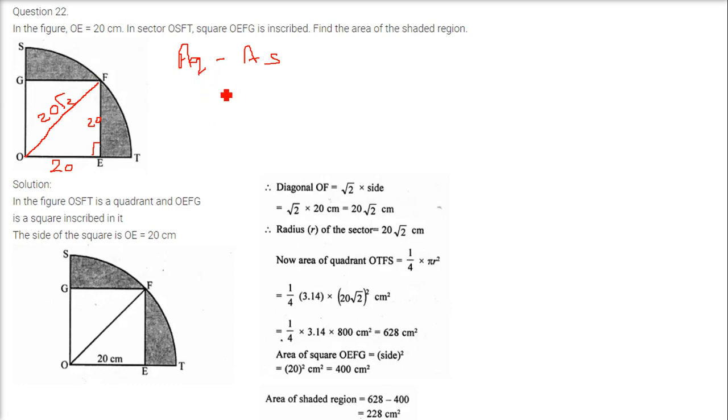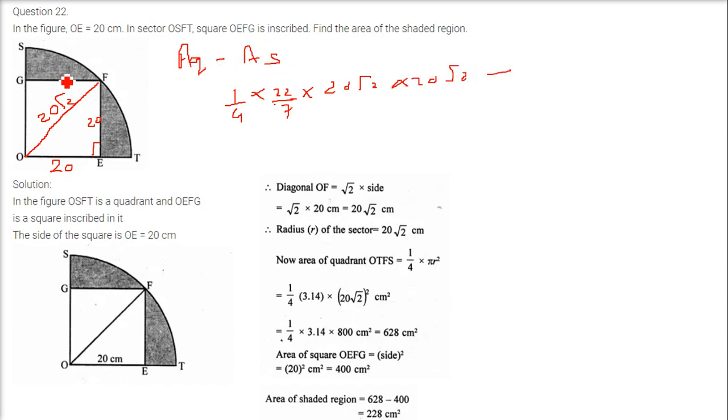So what is the area of the quadrant? It will be theta by 360 into pi r square. Theta is 90 degrees, so 90 by 360 into pi r square. So we get 1 by 4 pi r square. Pi is 22 by 7, you can write it as 3.14. And then 20 root 2 is the radius. So 20 root 2 into 20 root 2.